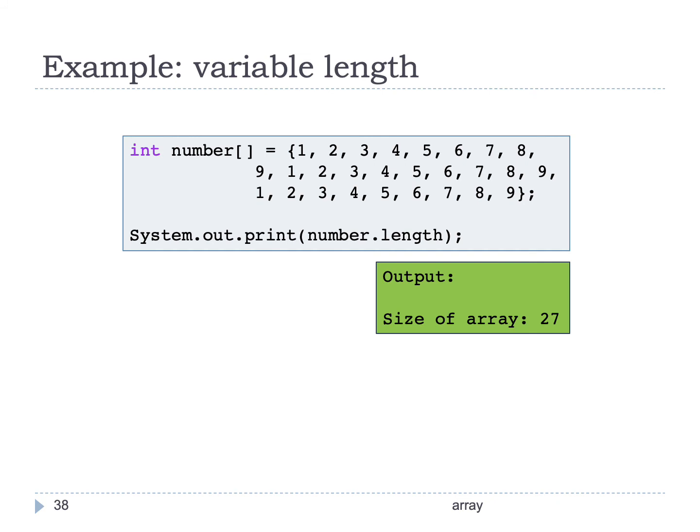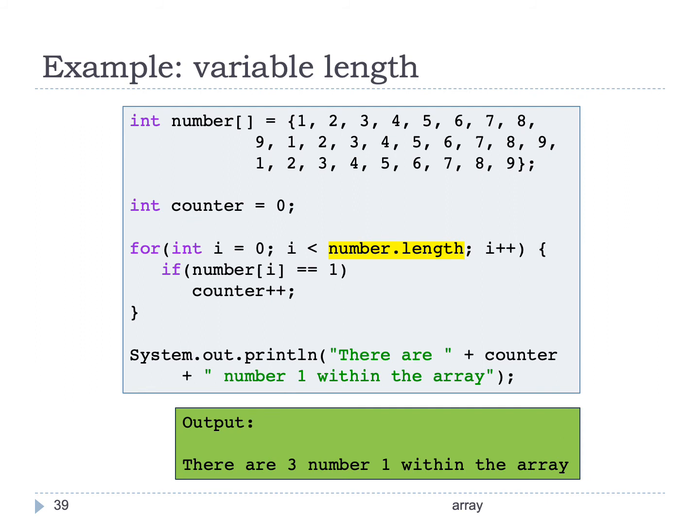For example, we have this array called number, and we initialize some values. It makes no sense to count it by hand, so we can use number.length to find out the size of this array. When we run this code, it will display 27 as the number.length.